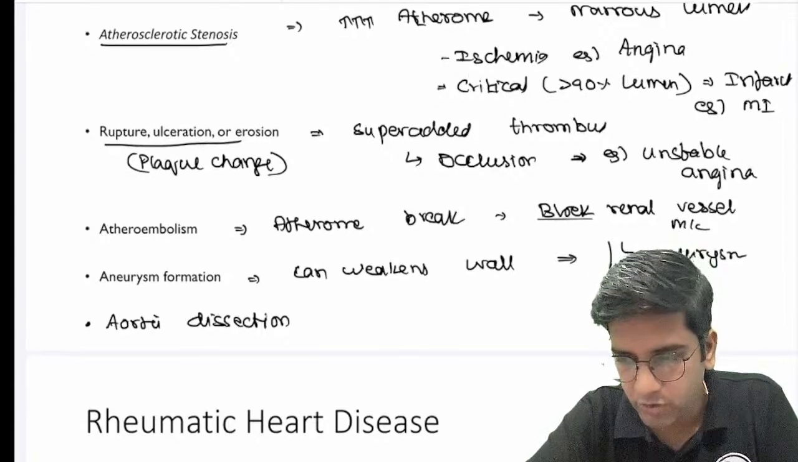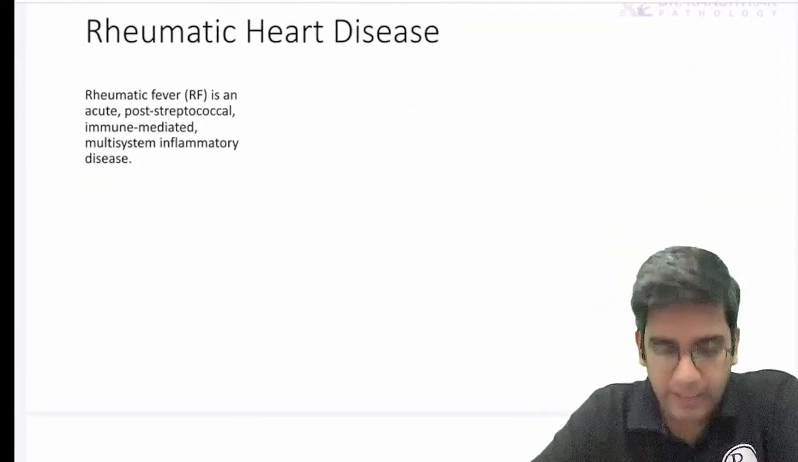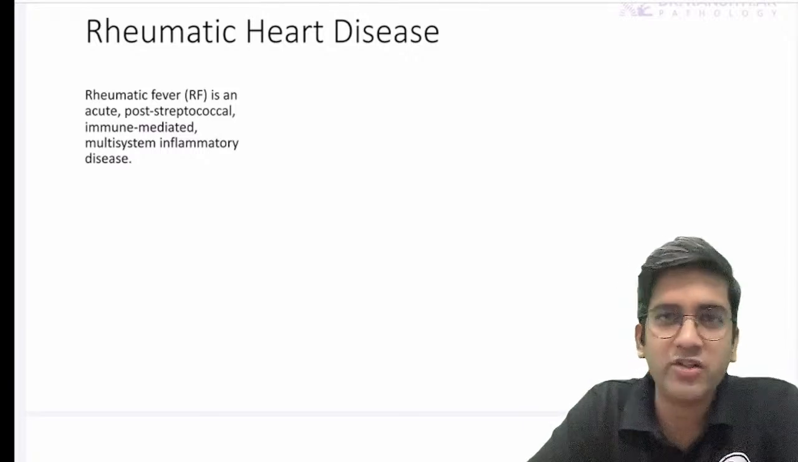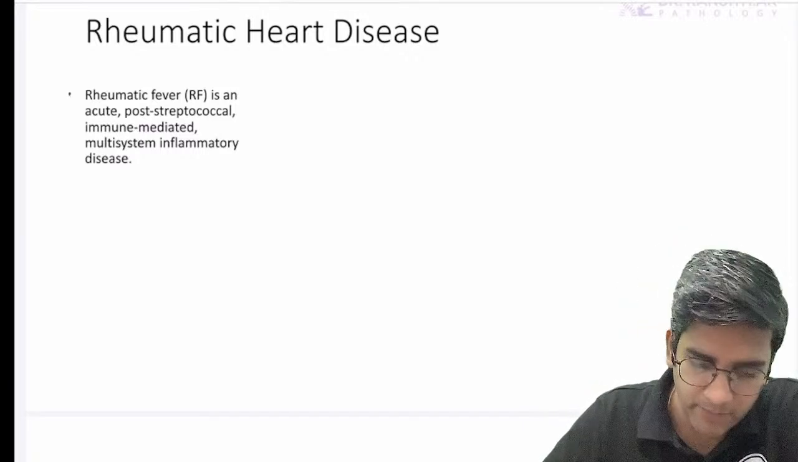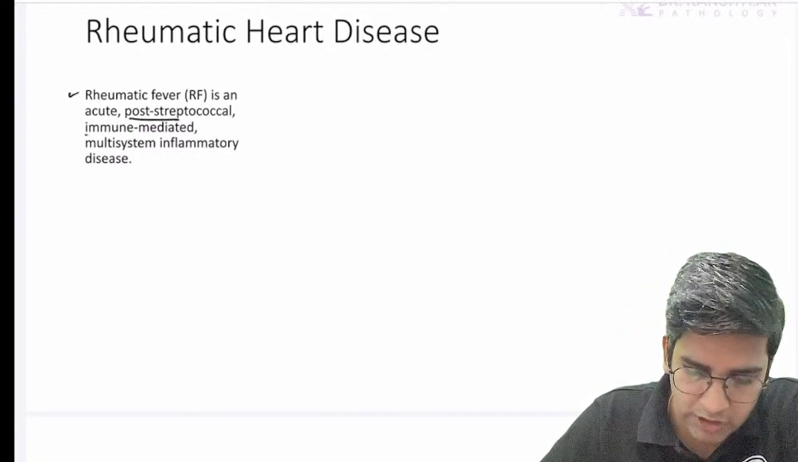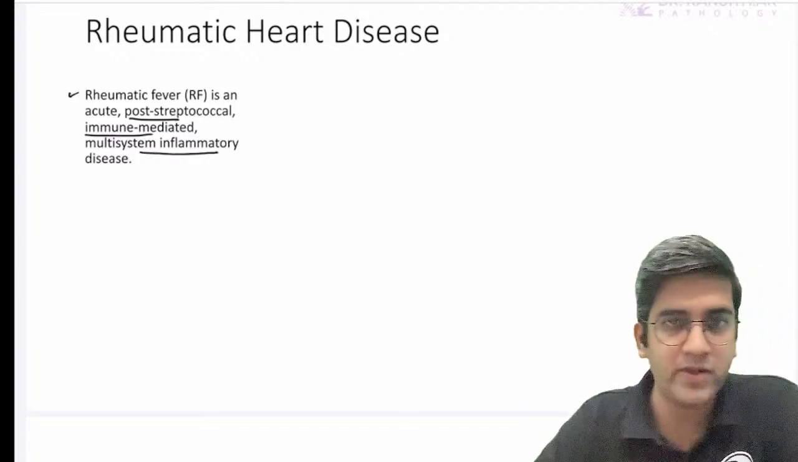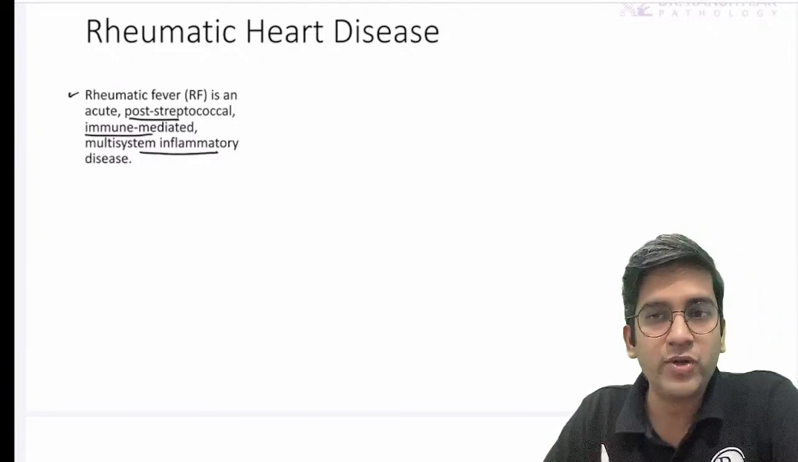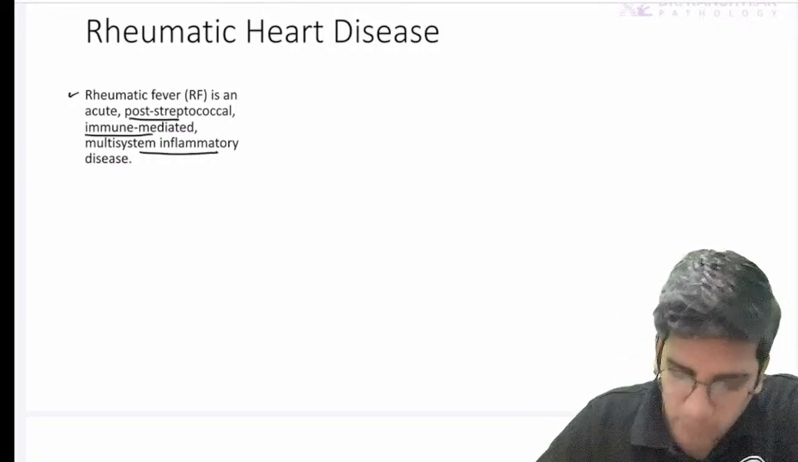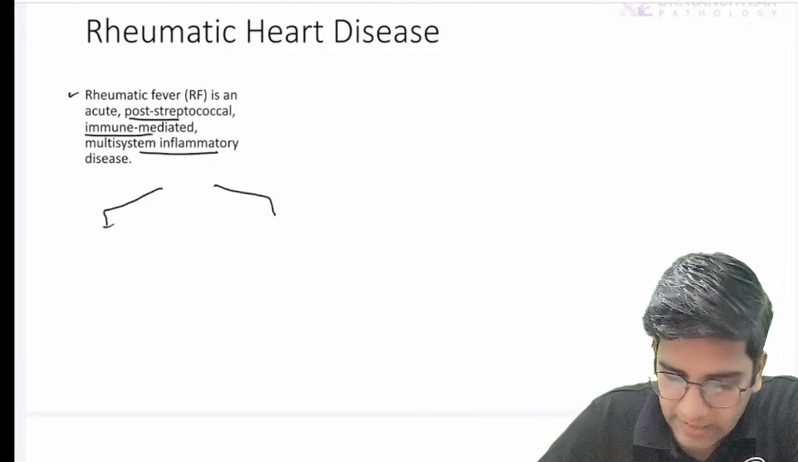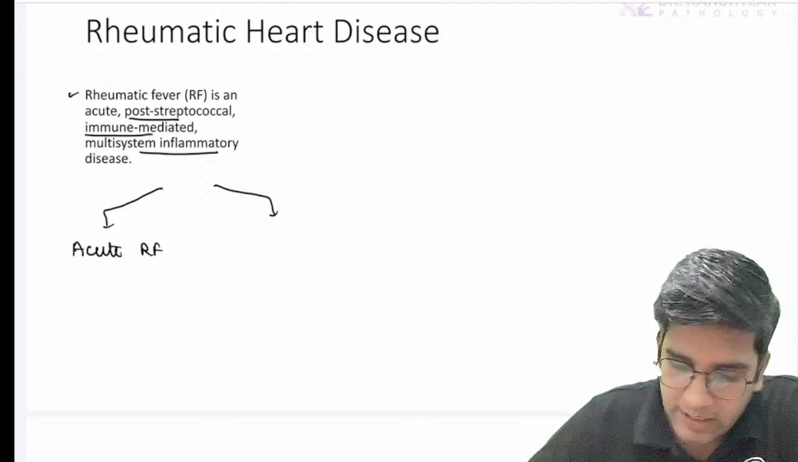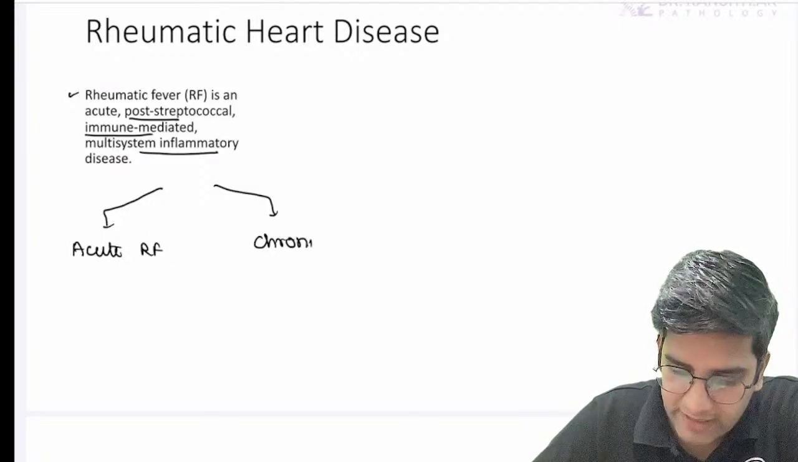Fine. Let's come to rheumatic heart disease. Again, rheumatic heart disease is a non-neoplastic condition. We need a slight bit of definition, right? Rheumatic fever is an acute post-streptococcal immune-mediated multi-system inflammatory disease. It's not a disease of the heart, right? So whenever you write rheumatic heart disease, we have two major things. We have an acute rheumatic fever and a chronic rheumatic heart disease.